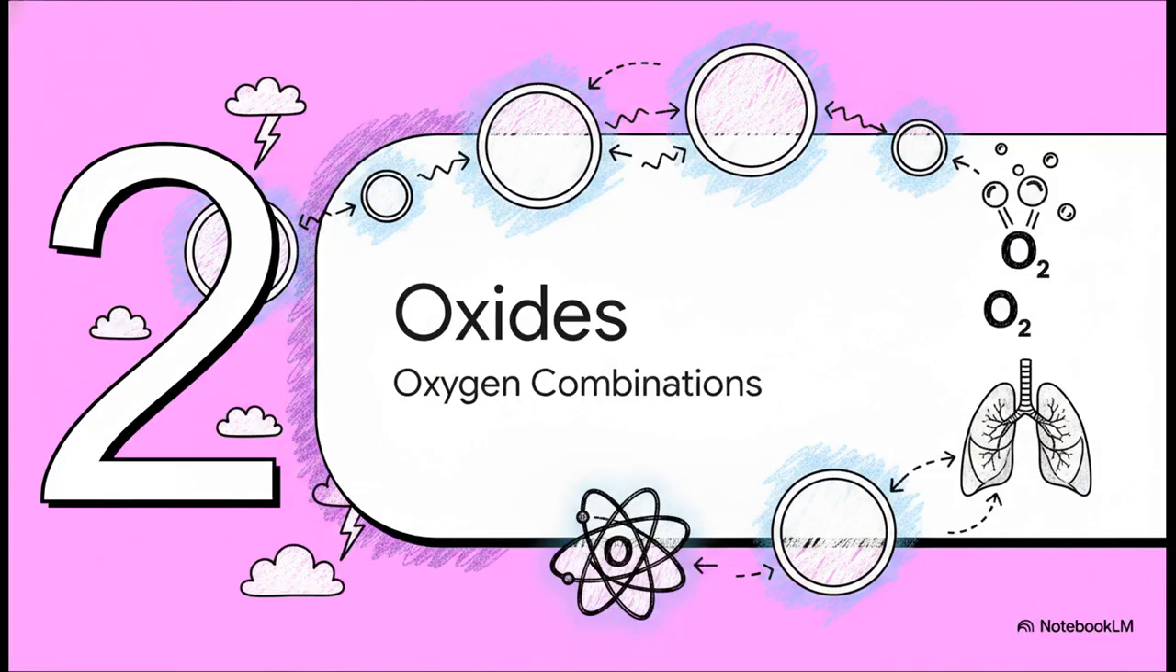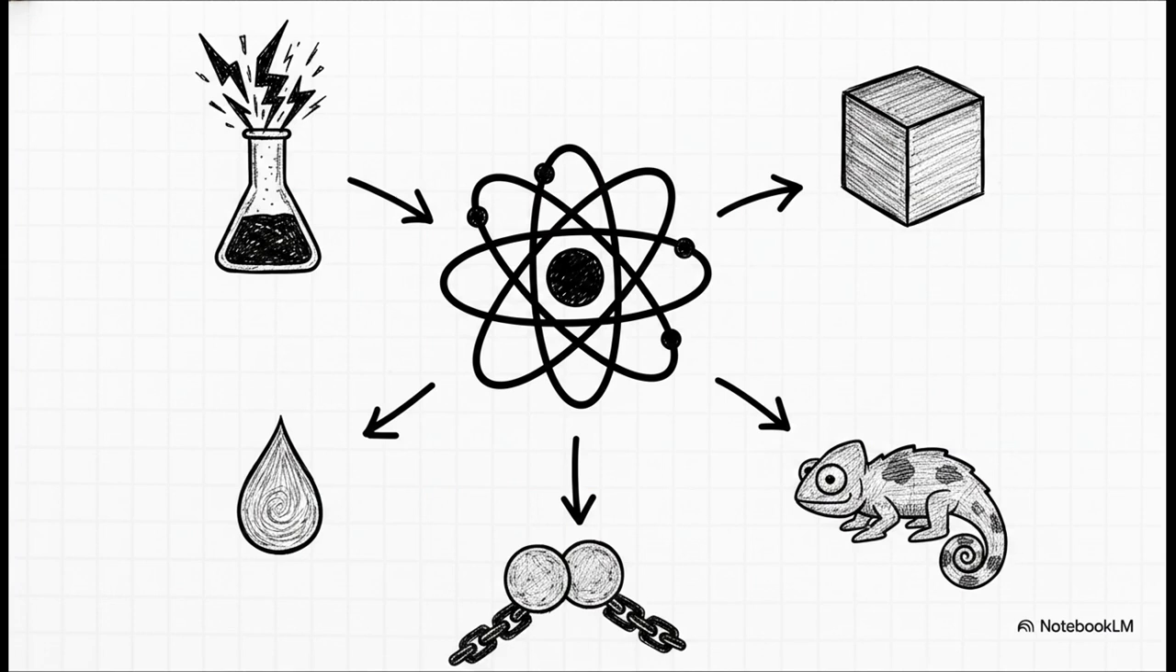Section 2. Oxides, the oxygen combinations. When oxygen combines with another element, whether it's a metal, a nonmetal, or a metalloid, it creates a binary compound called an oxide. And depending on what it binds with, it falls into one of 5 distinct classes. First, we have acidic oxides. These happen when oxygen combines with nonmetals like carbon dioxide or sulfur dioxide.